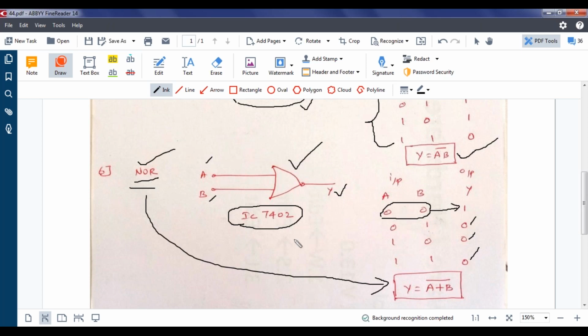Students, please keep in mind the symbol of your logic gate, the IC number of your logic gate, the truth table of your logic gate, and the algebraic expression of your logic gate. You want to keep these four points in mind for all the logic gates: symbol, IC number, truth table, then algebraic expression. If you're going for any viva question or MCQ pattern, or if you're going for some interview, it may be a software interview or a core interview.